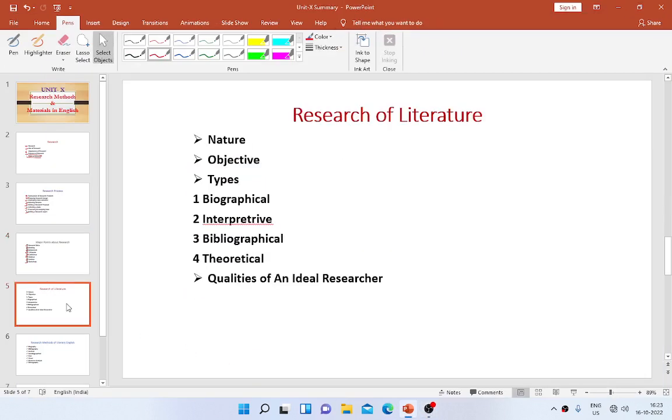So the next point is research of literature, or literary research. We must discuss a very important point in the present era, because on top of the NTA NET and SET exam, in Unit 10, research methods and materials in English. So firstly, we must study what literary research is. Actually, what is the concept of literary research, and it is our duty to discuss it.